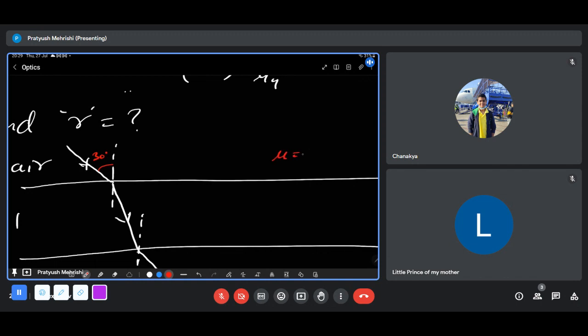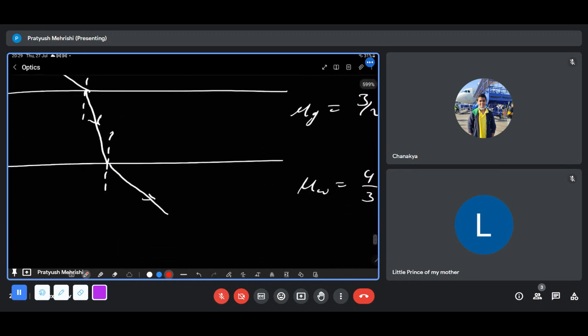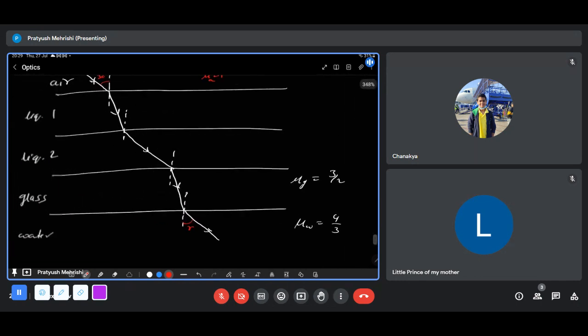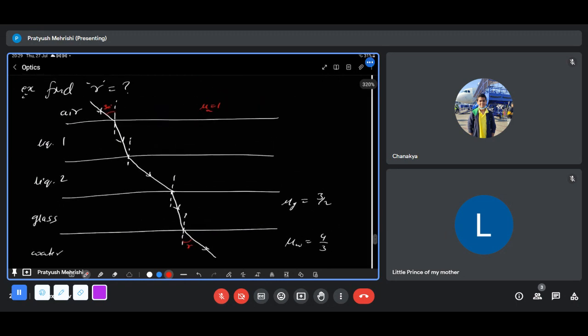This is given as 30 degrees. This is air, its refractive index is 1. And this is the final angle R. Okay. This is homework for you both. Solve it out and we shall discuss it in our next class. Okay, tomorrow.